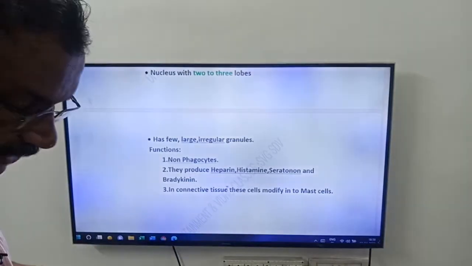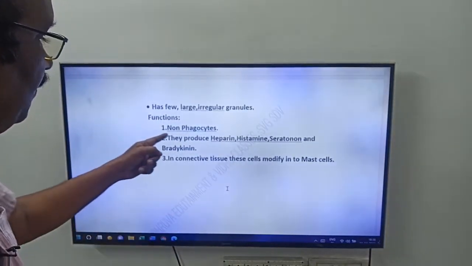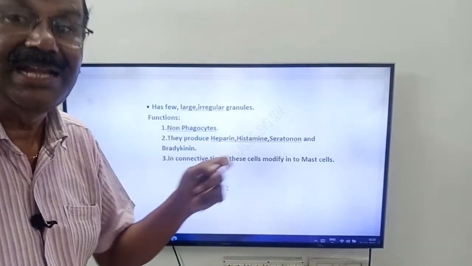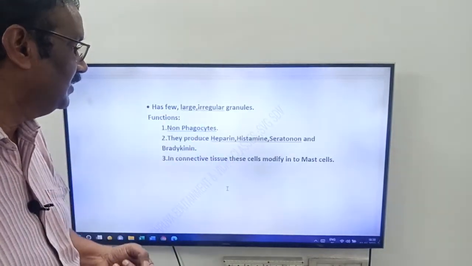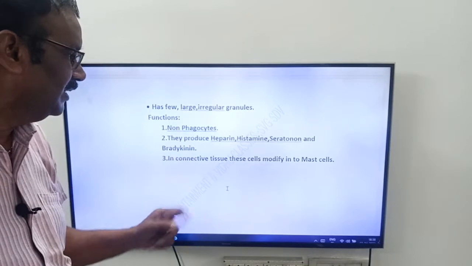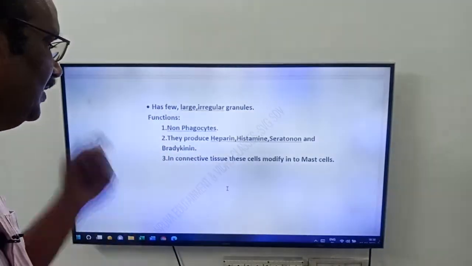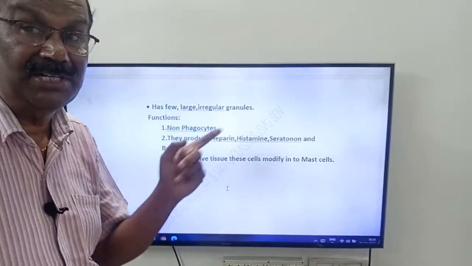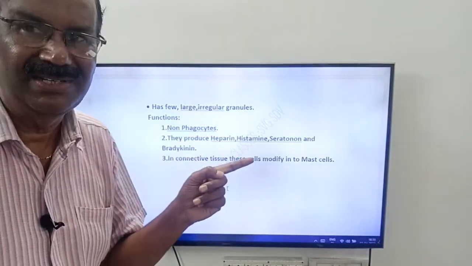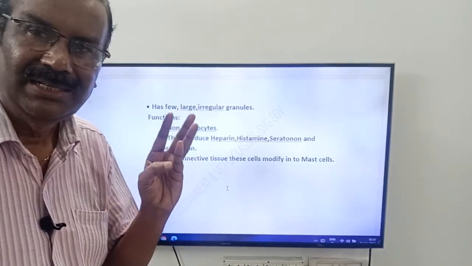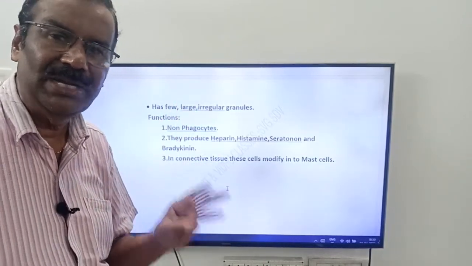Come to functions, friends. Basophils are non-phagocytes. See, eosinophils are slightly phagocytic. Basophils are non-phagocytes. This is important, friends. They produce heparin, histamine, serotonin and bradykinin. Mast cells are modified basophils. They produce histamine, heparin, serotonin and bradykinin.